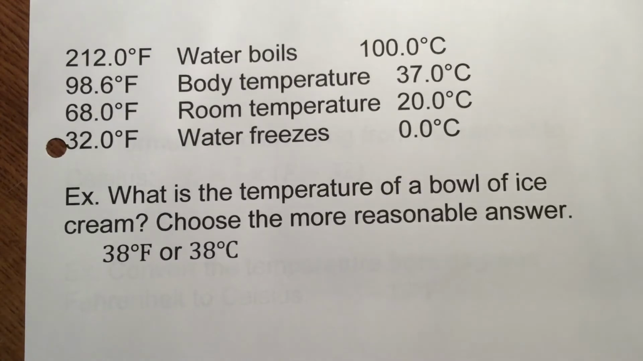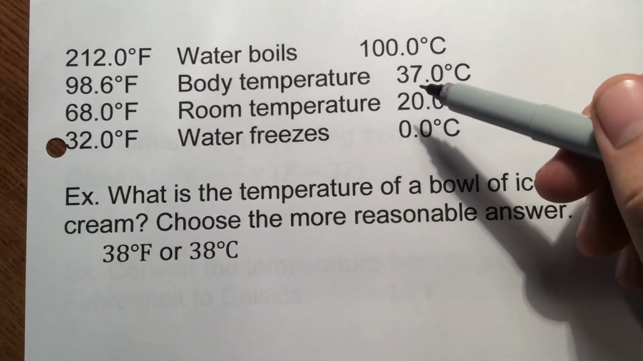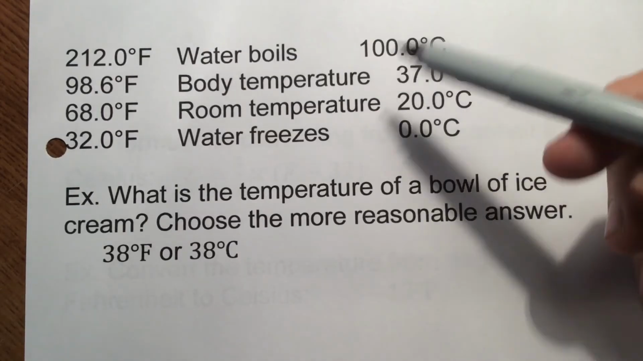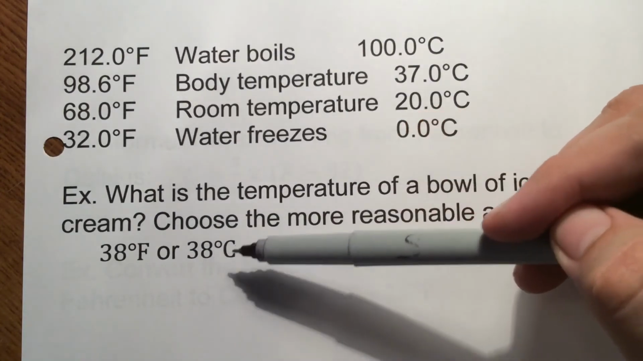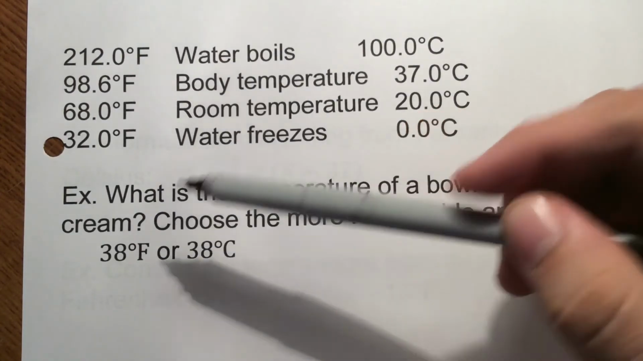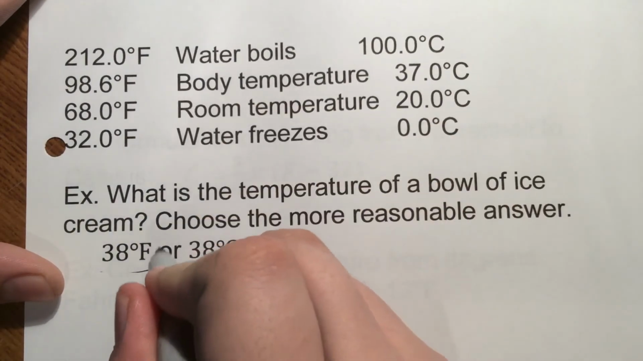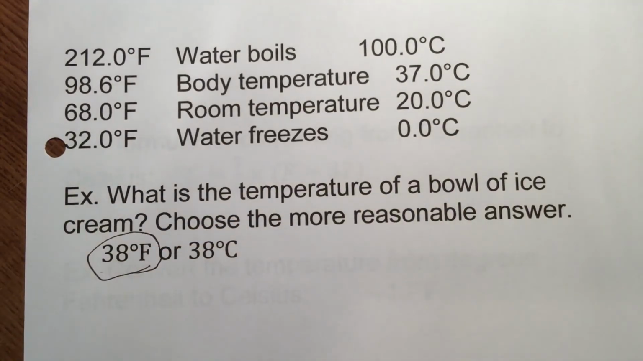So you're going to get some answers like this. What is the temperature of a bowl of ice cream? Choose a reasonable answer. So would it be 38 degrees Fahrenheit or 38 degrees Celsius? Well, if you look, body temperature is 37. Would ice cream really be close to 100 degrees Fahrenheit? No, probably not. So 38 degrees Celsius, probably not going to work. 38 degrees Fahrenheit, though, sounds much better. So you'll get ones like that.